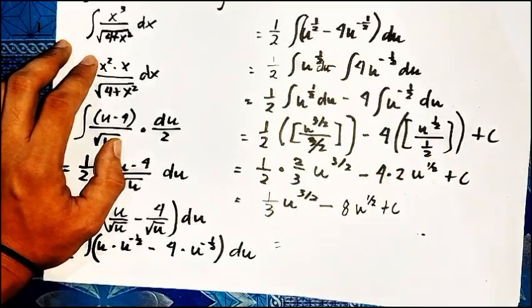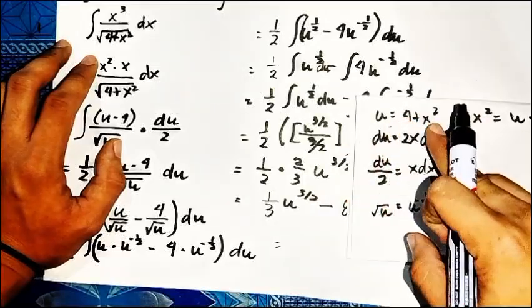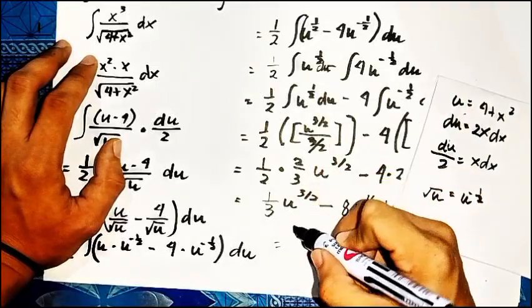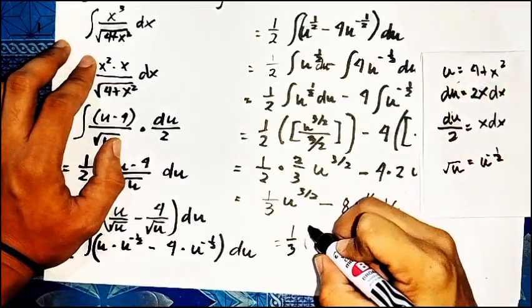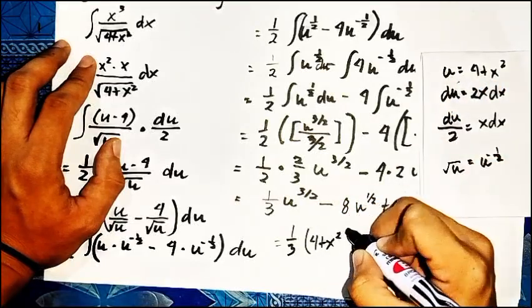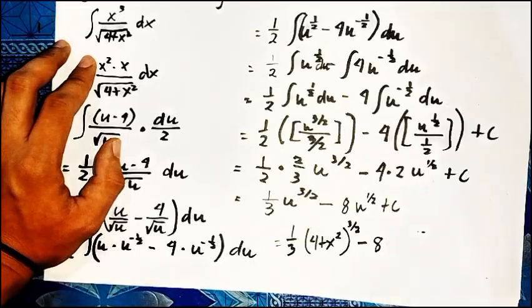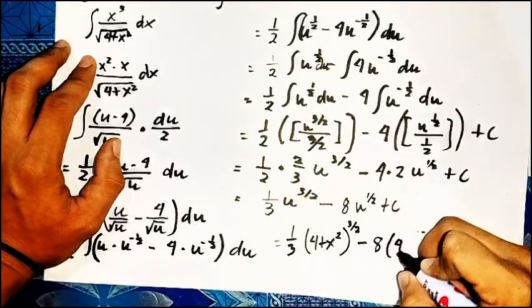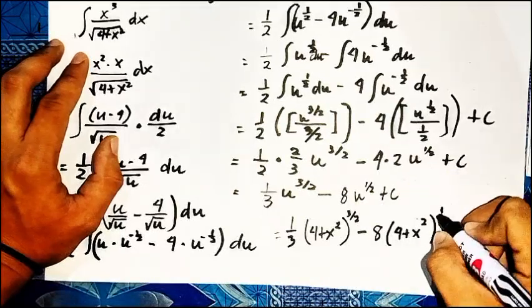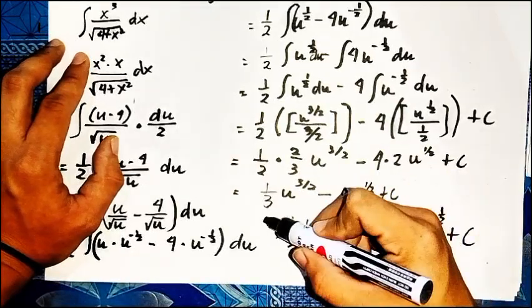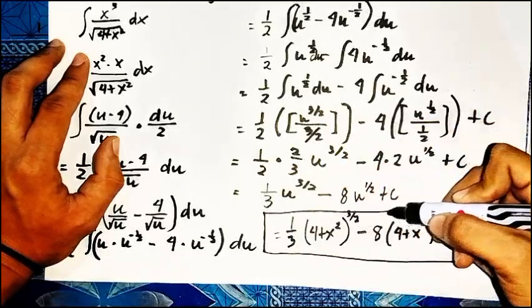So again, since the value of our u is 4 plus x squared, let's substitute 4 plus x squared for u. So we have 1/3 times 4 plus x squared, with exponent 3 over 2, minus 8 times, again, 4 plus x squared, with exponent 1/2, plus c. And this is now our final answer.